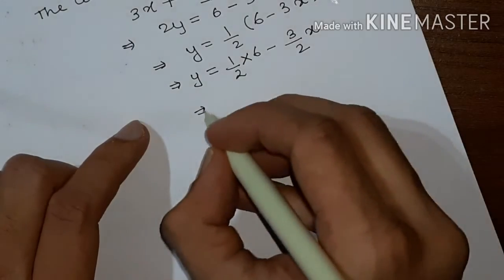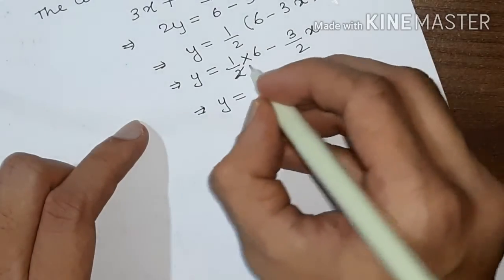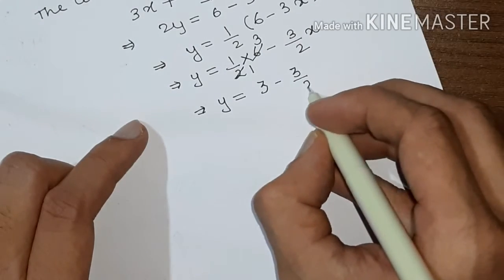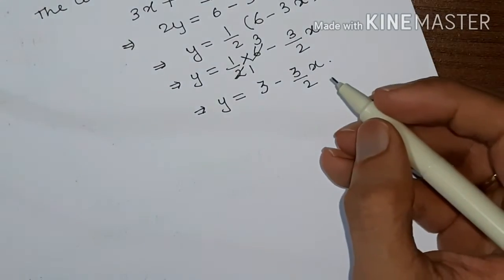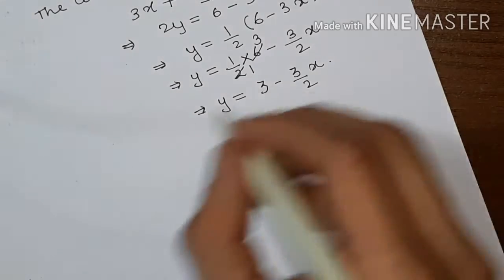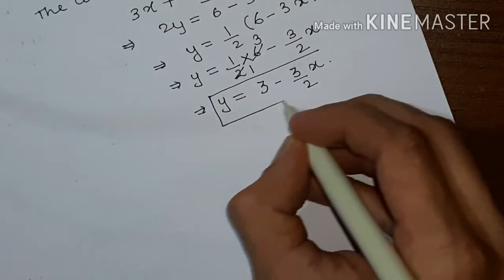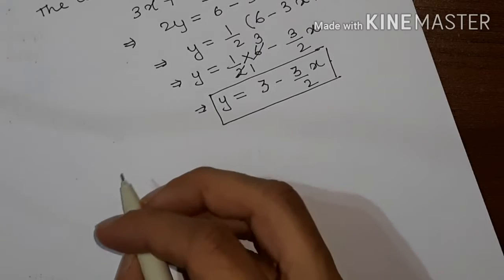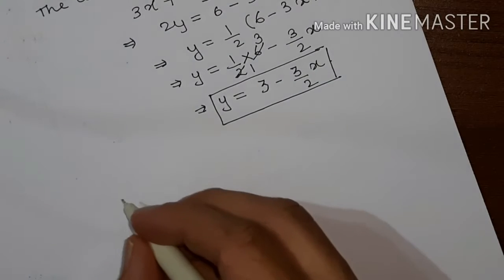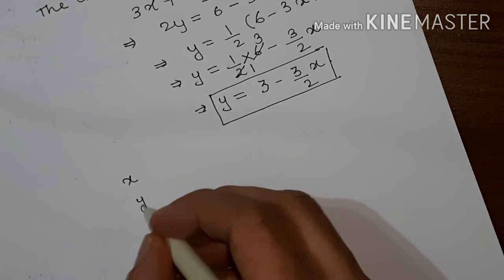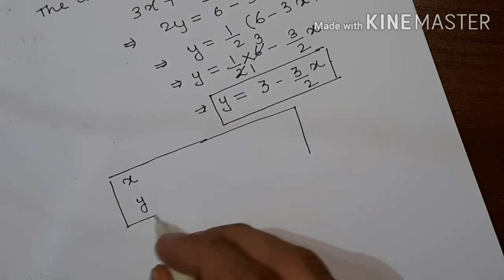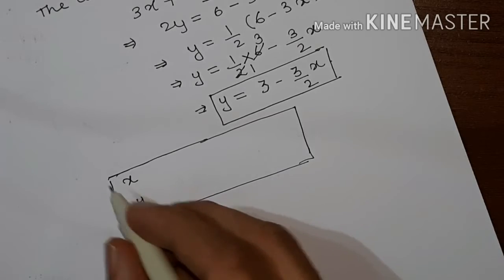All right, so which is what? y is equal to, 2 ones are 2, 2 threes are 6, so 3 minus 3 by 2 x. Okay, so this is the equation of the line you have, right? Now using this you have to find the points and plot the line. So you have x, y, right? You have to make the table as you make to plot the line.